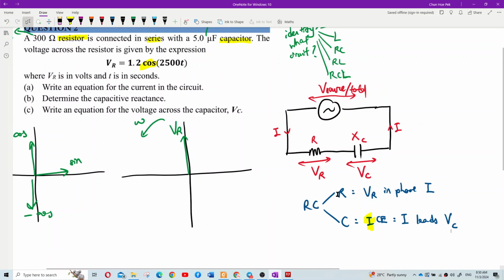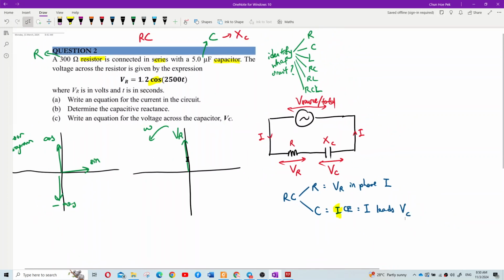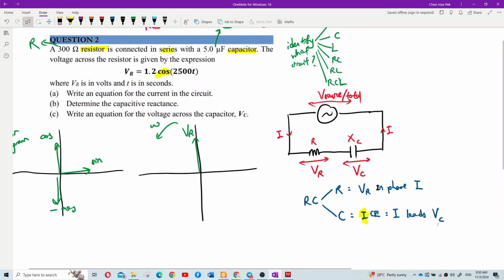Current di depan. So tengok balik ini. So you rasa current di mana? Kalau voltage resistor in phase with current, so kalau VR di cos, VR di atas, VR cos. Ya, VR cos. So you rasa current di mana? Current mesti in phase dengan VR. Remember that? Because in phase. So current equation also cos.